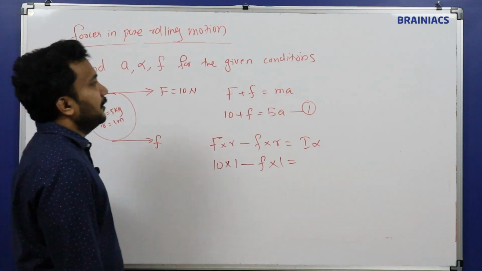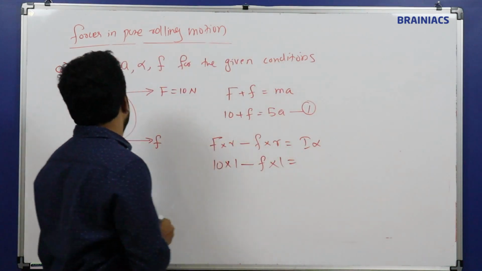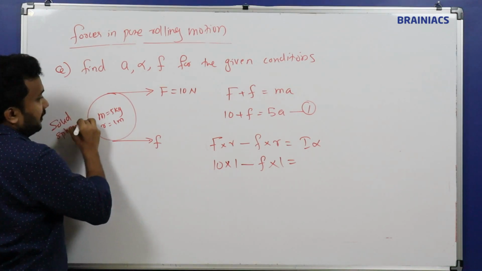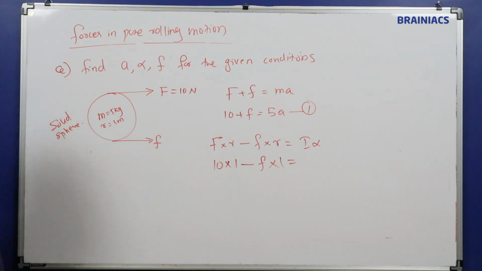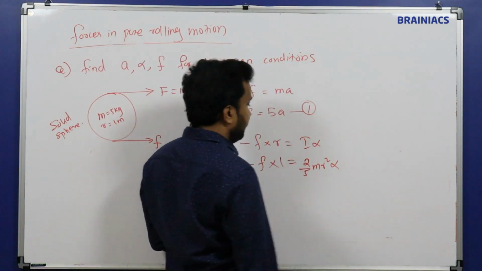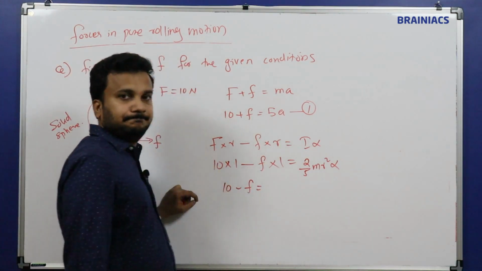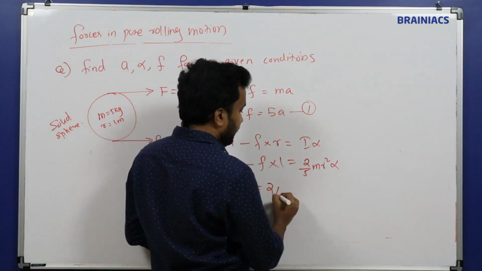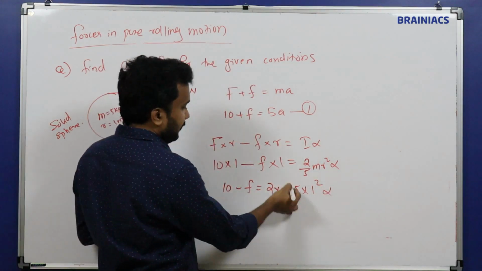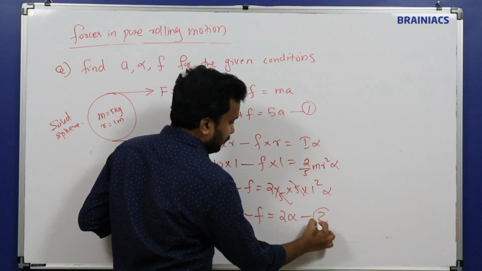Find the A and alpha for the given conditions. Here it is a solid sphere. Only then can we use the corresponding values. So I will be equal to, for a solid sphere, 2 by 5 mr square alpha. So this is 10 minus F is equal to 2 by 5 M R1 square alpha. So 5 gets cancelled. 10 minus F is equal to 2 alpha, equation number 2.